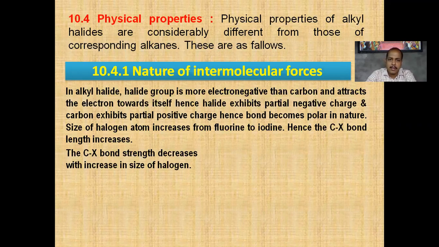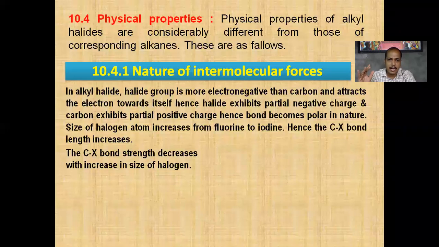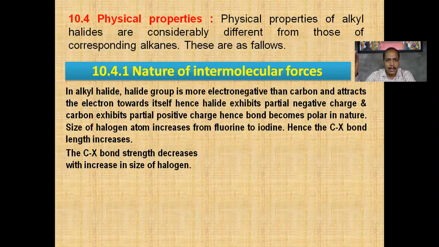As the size of the halogen atom increases, we know that it increases from fluorine, chlorine, bromine, iodine, that is F, Cl, Br, I. As we move down, atomic number increases, atomic mass increases, and the size of the atom also increases. So as we move from fluorine, chlorine, bromine, iodine, the size of the halogen atom increases. And as the size of halogen atom increases from fluorine to iodine, the C-X bond length also increases.